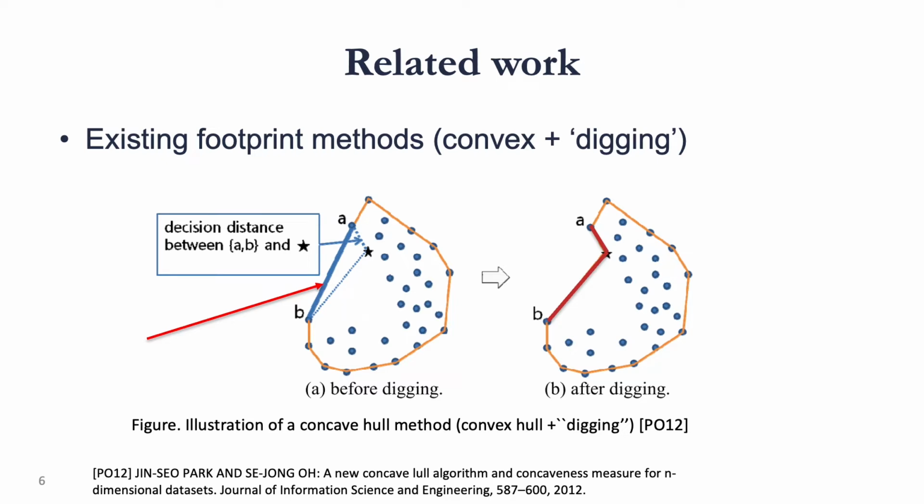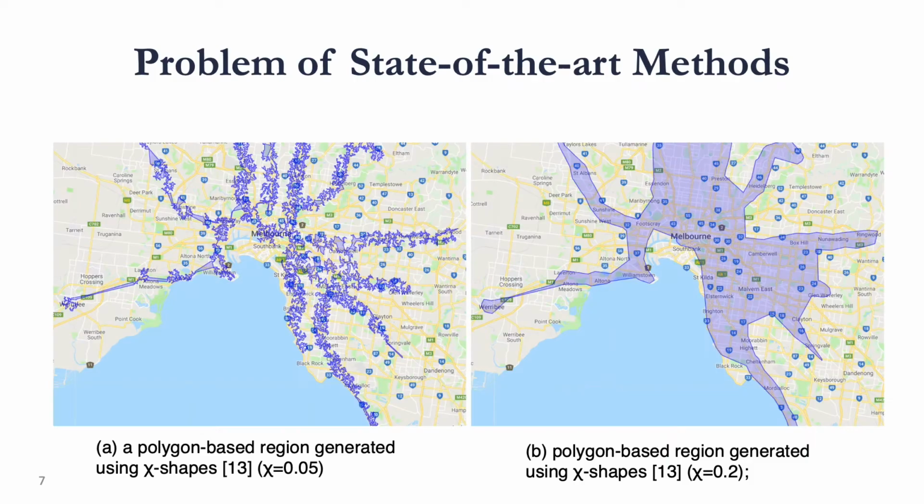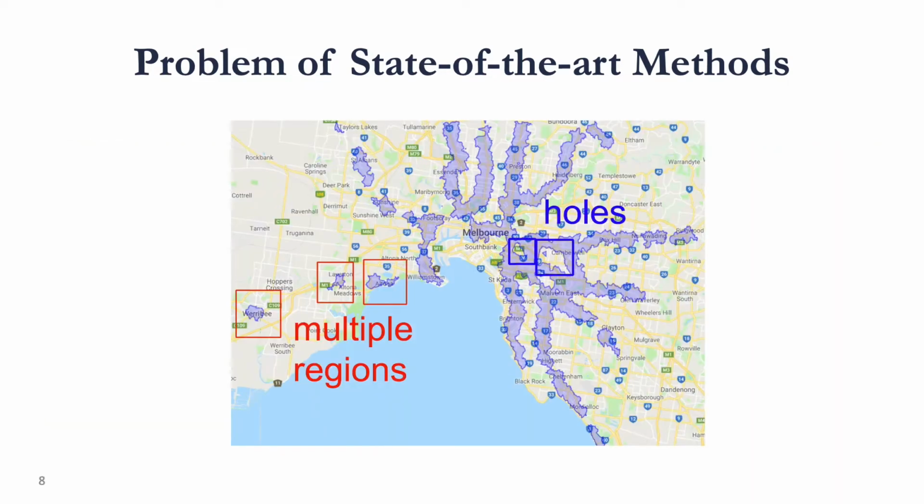Unfortunately, this parameter could be very hard to define, and different parameters can give different results. For example, here the two figures are generated based on the same method, called AOI-shapes, for the same query. On the left, a smaller threshold of chi gives a very complicated shape. On the right side, a larger threshold of chi means the boundary might be too large. Another issue in the literature is that most existing methods cannot recognize multiple regions or detect holes.